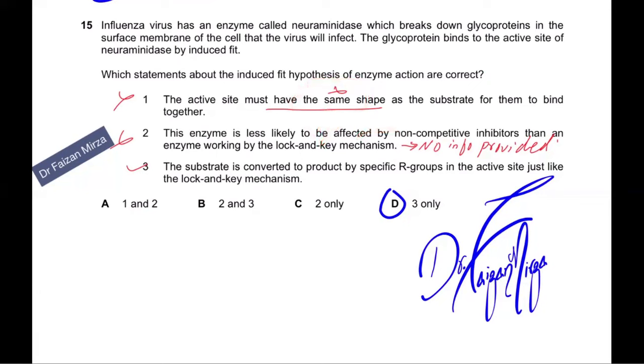The enzyme is less likely to be affected by non-competitive inhibitors than an enzyme working by lock and key. No, there is no such info provided to us. The substrate is converted to product by a specific R group in the active site, just like the lock and key mechanism. Yes, that's very well possible because it's always specific R groups in the active site that are involved in catalysis. So only option 3 is correct.